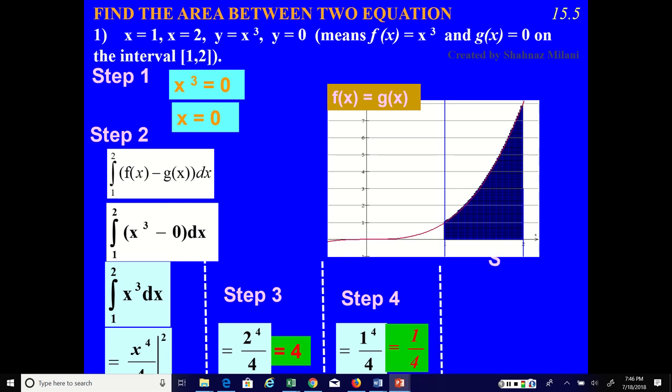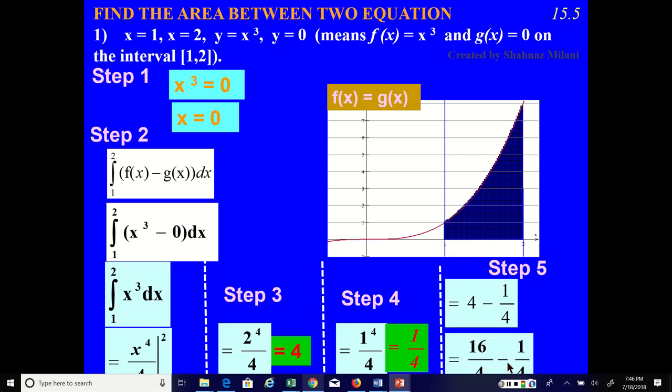Then, step number 5. The higher x value result minus the lower x value result. 4 minus 1 over 4, if you want, you can write the 4 with a common denominator, which is going to be 16 over 4. And then combine the like terms, which your answer is going to be 15 over 4. And that is going to be the area between my f of x and g of x between 1 and 2.